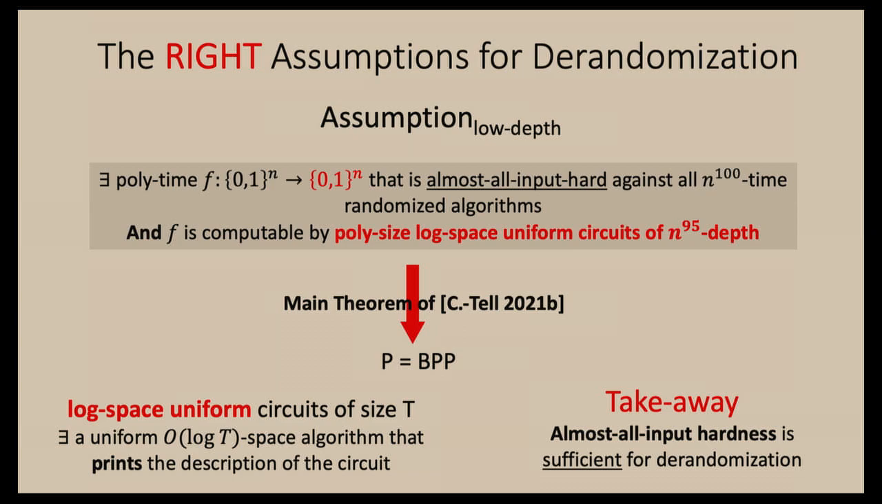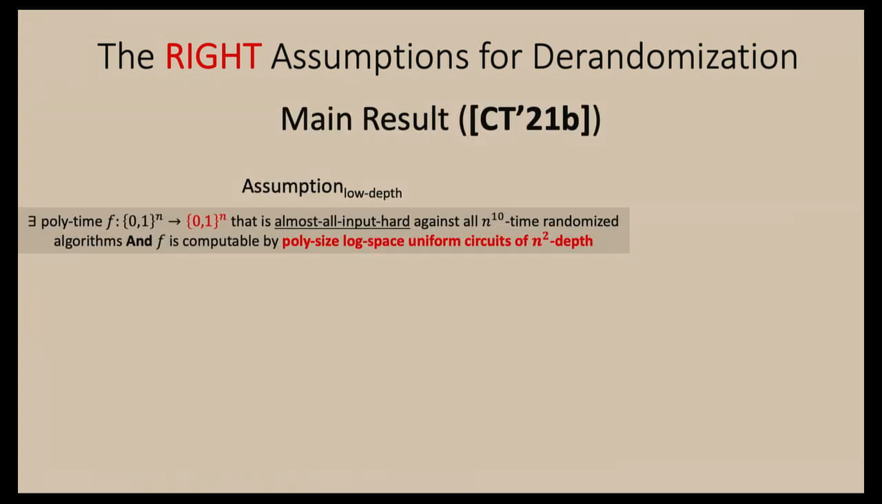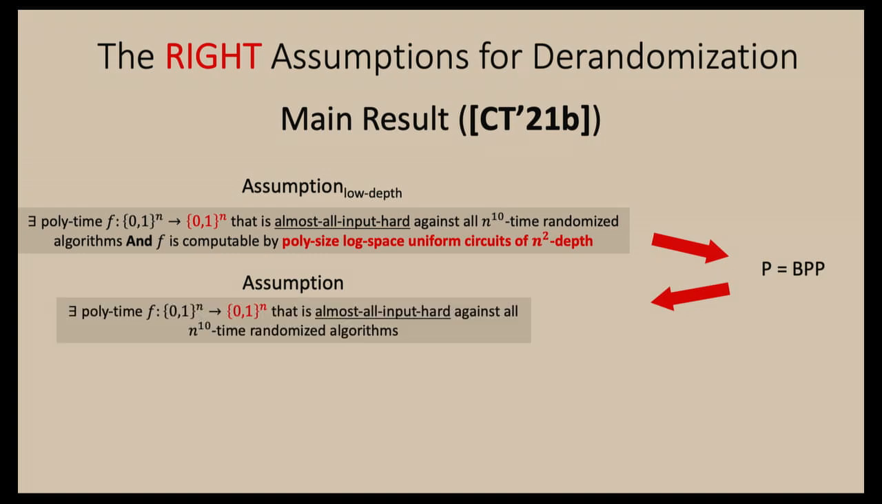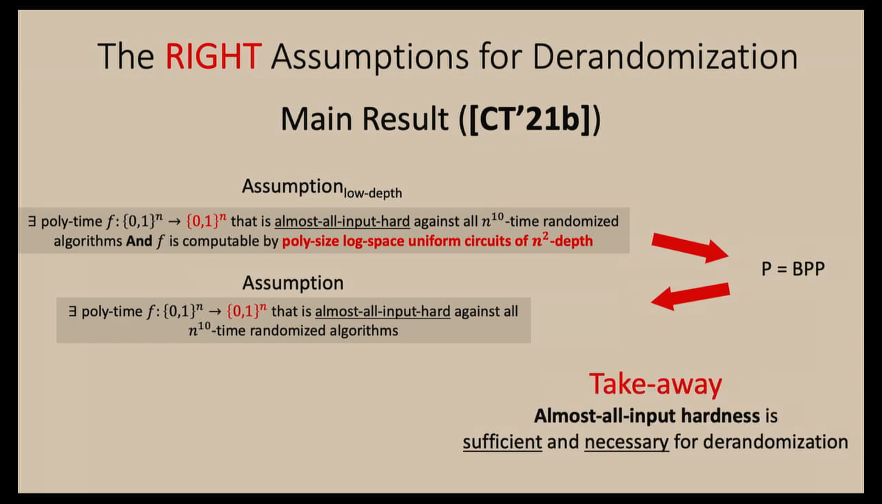So the takeaway now is that almost all input hardness is sufficient for generalization. So to summarize, our main result shows that this assumption, almost all input hard, but with one structural low depth requirement, implies P equals PPP. And P equals PPP implies the assumption without the low depth restriction. So of course the most important open question is to really make it an equivalence. We left it as an open question. But the takeaway here is that almost all input hardness is both sufficient and necessary for generalization. So this type of hardness assumption is required. Maybe you can twist it to make it equivalent.